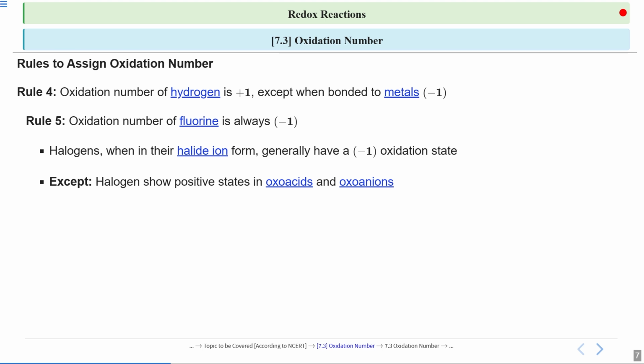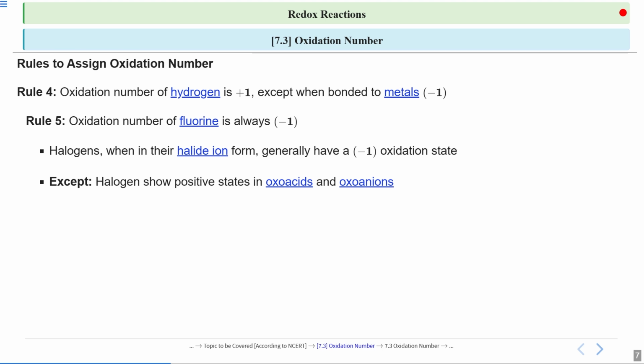Specifically, the positive states that can be shown by them are +1, +3, +5 and +7. In these compounds, fluorine exhibits only the -1 oxidation state. Why is this happening? This is happening only because of their tendency to accommodate electrons. Chlorine, bromine and iodine are the particular elements which can expand their octets to accommodate more bonding opportunities, unlike fluorine.